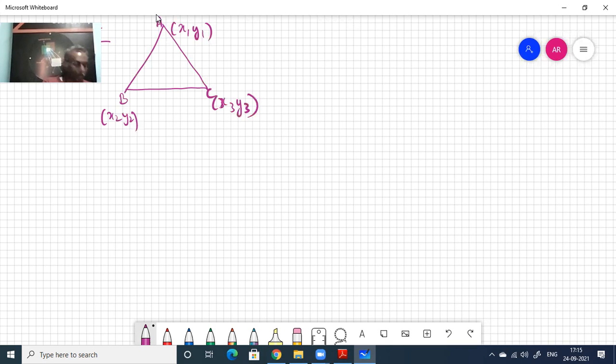Okay, find the coordinates of the vertices of the triangle. What is given? Midpoints of the sides are given. Midpoint D is given as (5, 1), E is given as (3, -5), and F is given as (-5, -1). This is all that is given.